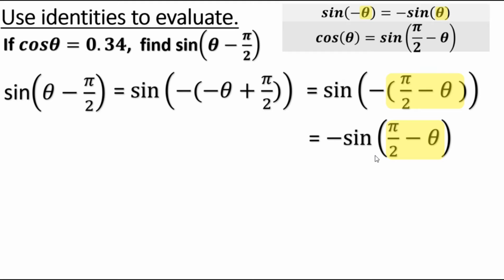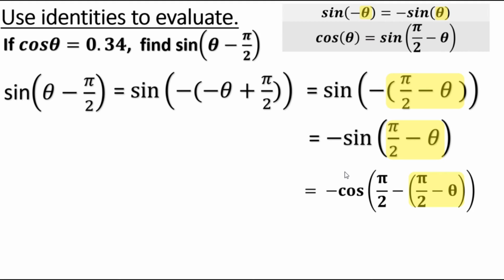The next thing I need to do is turn this into cosine because I was given the answer to cosine of theta. If I want to turn sine into cosine, I can use the cofunctions property. For example, the sine of 30 degrees is the same as the cosine of 60 degrees because 30 and 60 together make 90. So I'm going to turn this into cosine by taking 90 degrees minus this angle. Since I'm in radians, that's going to be pi over 2 minus this angle, and then it becomes cosine.